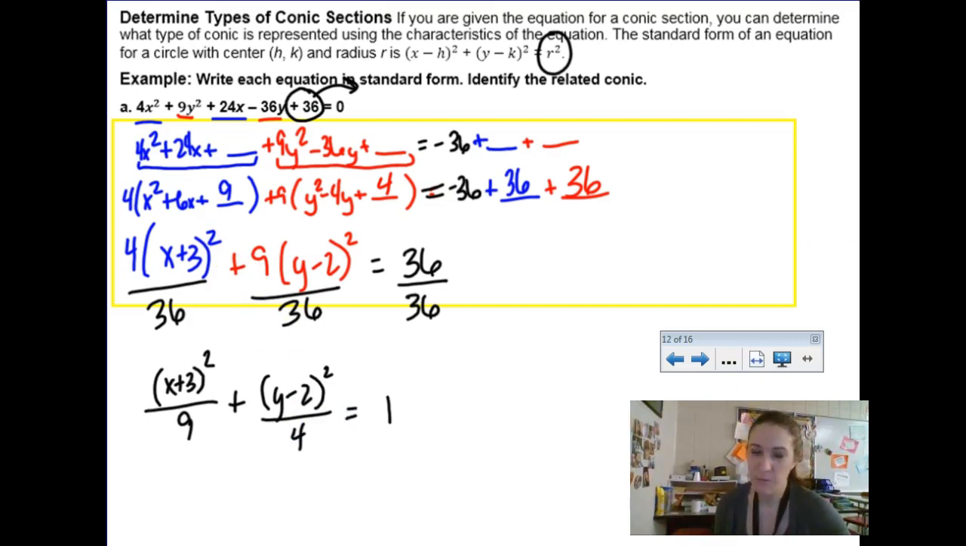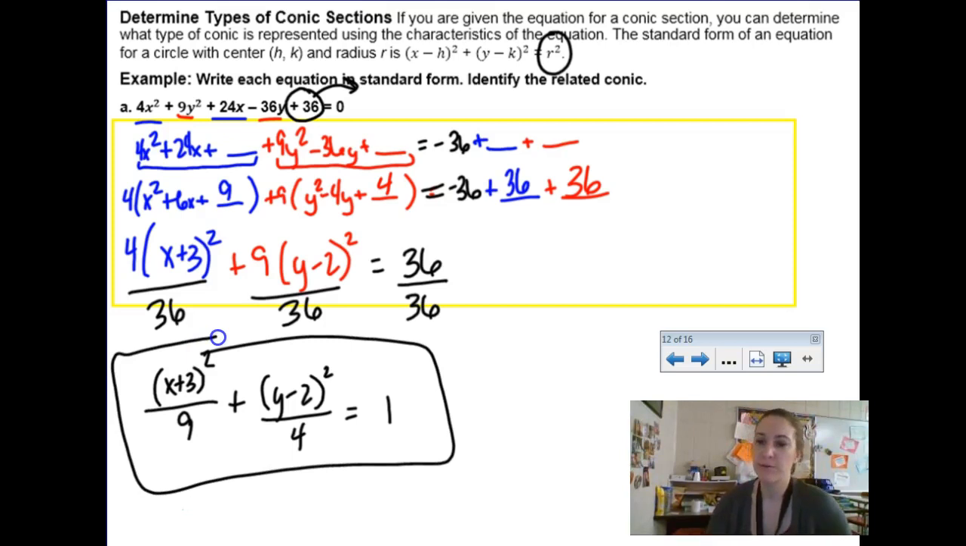We definitely have an ellipse. It's even in the right form. That was wonderful. We should be able to identify all the pertinent pieces, right? So, oh, they don't even want that. They just wanted me to write it in standard form. Done and done.